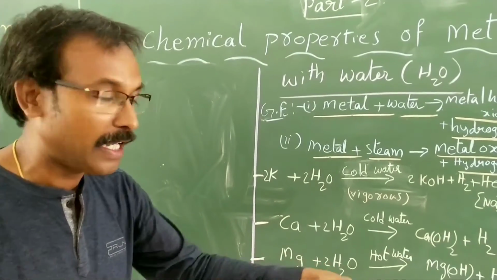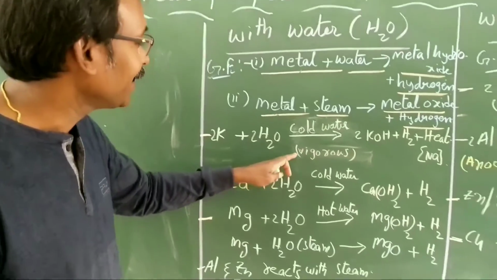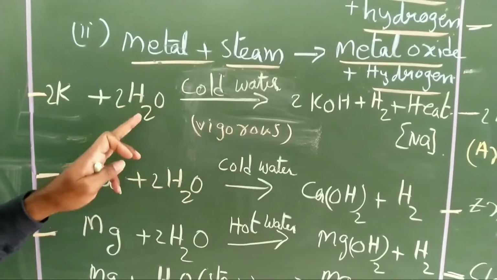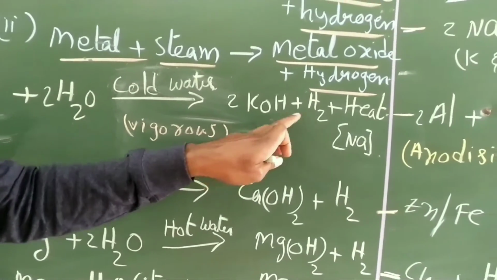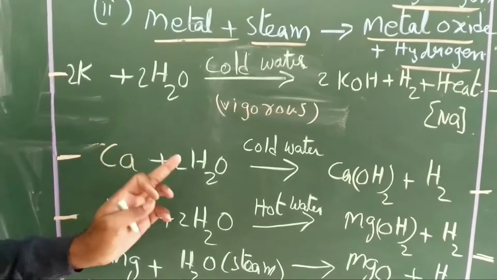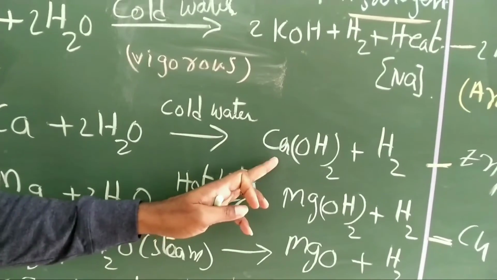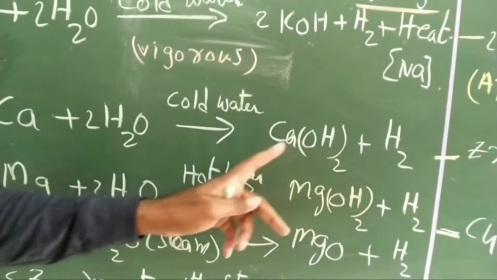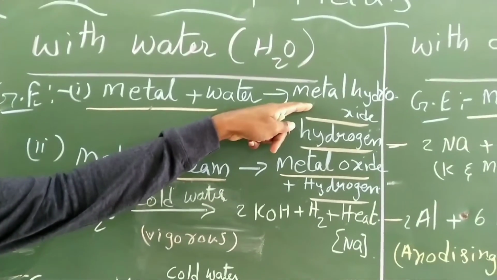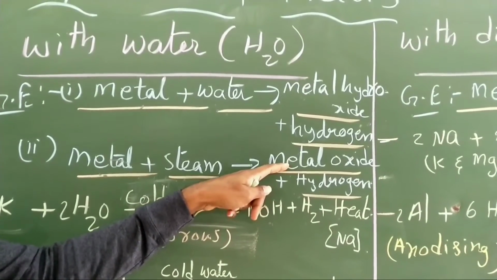Okay, after this we are going to see the equation of the reaction also. Yes, I think you are interested. So either potassium or sodium reacts very vigorously with water and produces their hydroxides, hydrogen, and heat. Come to calcium. Even calcium reacts with cold water itself and forms calcium hydroxide and hydrogen. Because when it is water, we know very well the hydroxide of the metal is produced. If it is steam, then only metal oxide is produced.